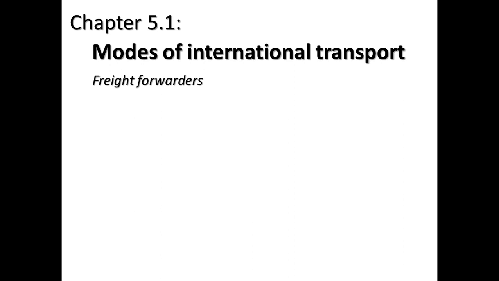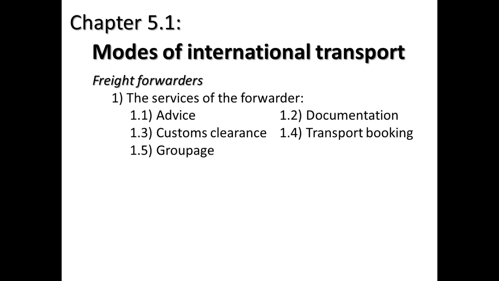The first main point contains freight forwarders. Under freight forwarders, we have point 1, services provided by freight forwarder. We have 5 based on this book: 1. Advice. 2. Documentation. 3. Customs clearance. 4. Transport booking. And 5th, groupage or grouping. When we use the services provided by freight forwarder, the user will have the advantage.